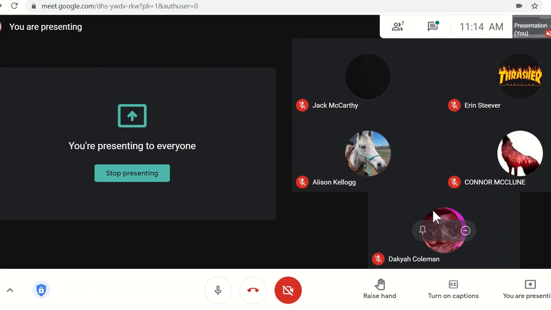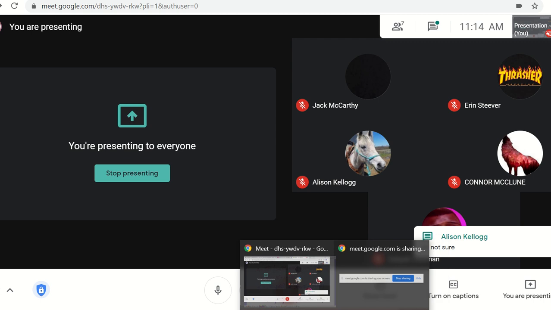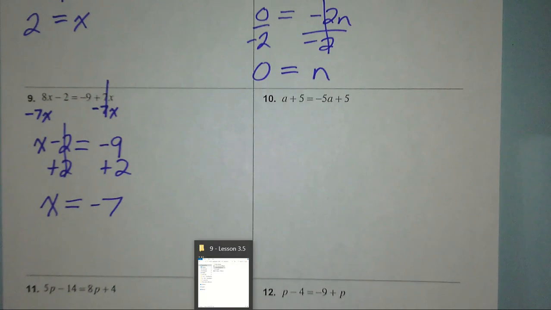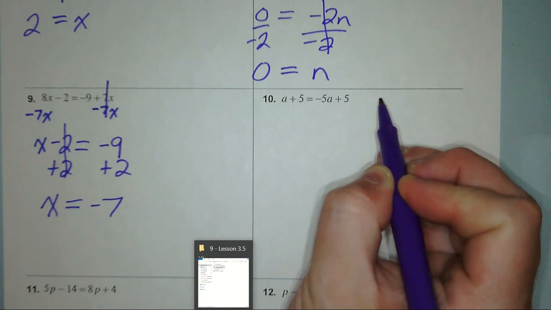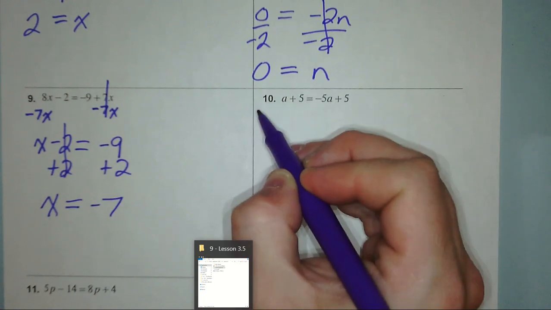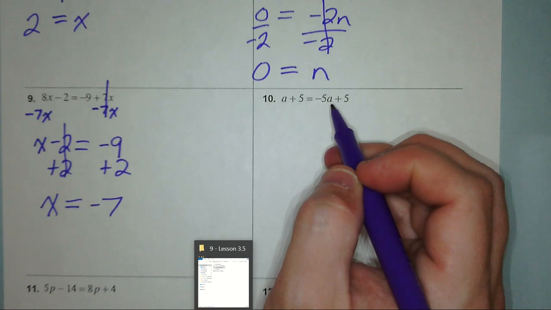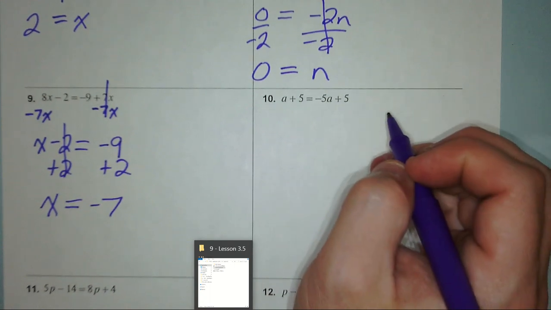Allison, for number 10, I think you can type this. What's the first thing we would do to both sides in number 10, Allison? What would you do to both sides to start number 10? Well, we have this negative 5a on the right side. We have this 1a on the left side. We can't just combine them. We have to get them on the same side first.